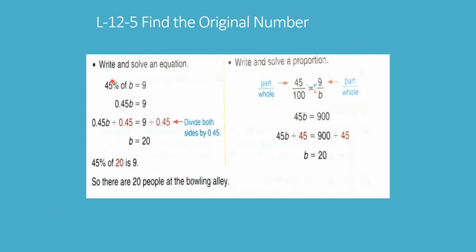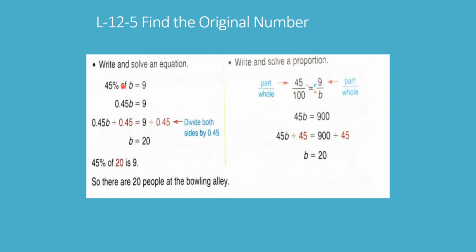Then again, two methods for solving, as before for the percentage and the rate. Now you learn the original number or base. Write and solve an equation with the equation method, and the other method is the proportion method. First the equation: 45% of b is equal to 9. Then 45 by 100 in decimal is 0.45, and b is equal to 9.